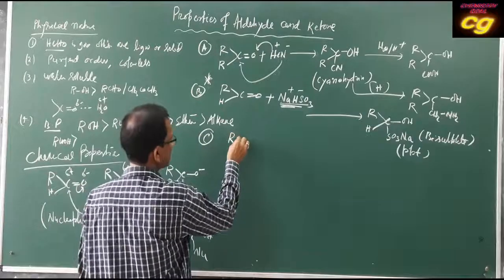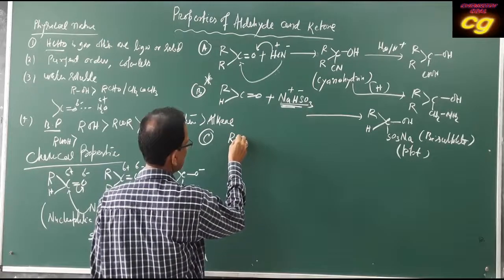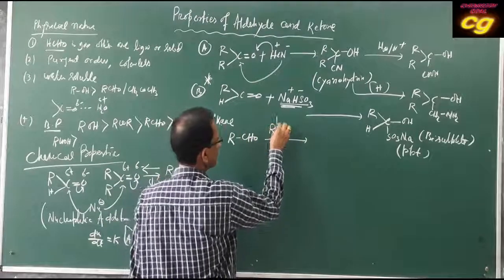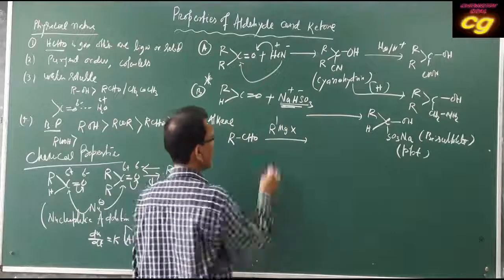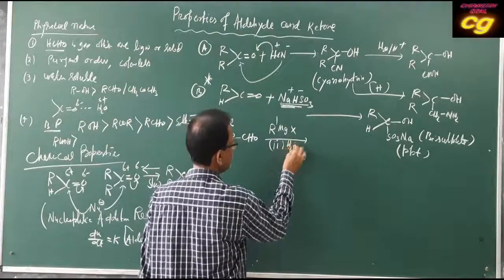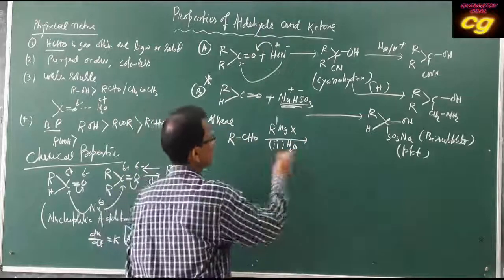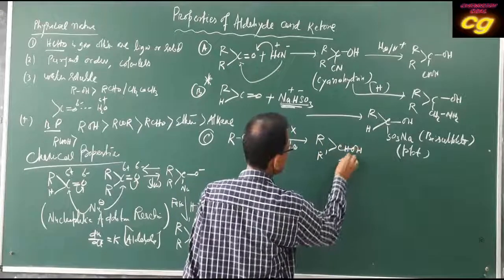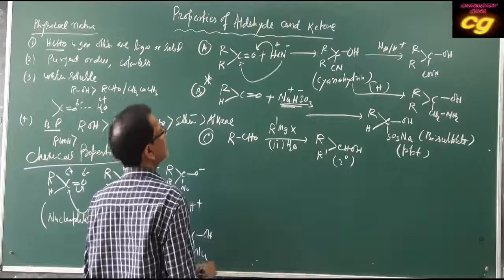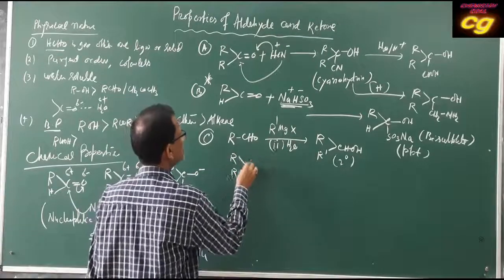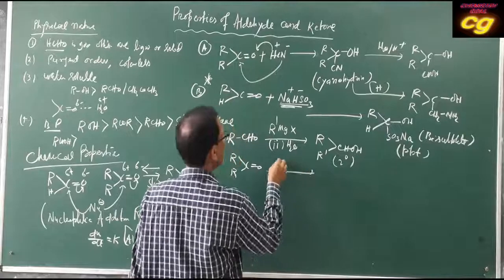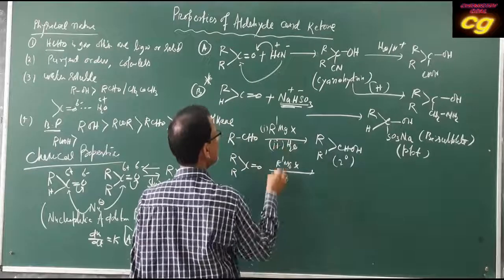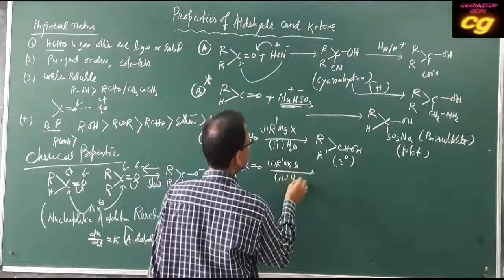If you take, suppose, an aldehyde, let it be RCHO. Already you have read in the alcohol chapter, if you take R-MgX as the first step and the second step is water, you will get a secondary alcohol. The product will be a secondary alcohol. If you use a ketone, the same R-MgX is the first step, and the second step is water, under hydrolysis.